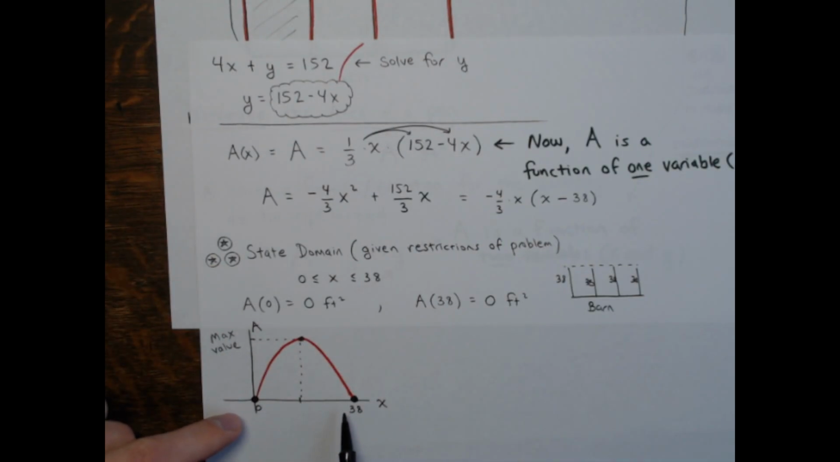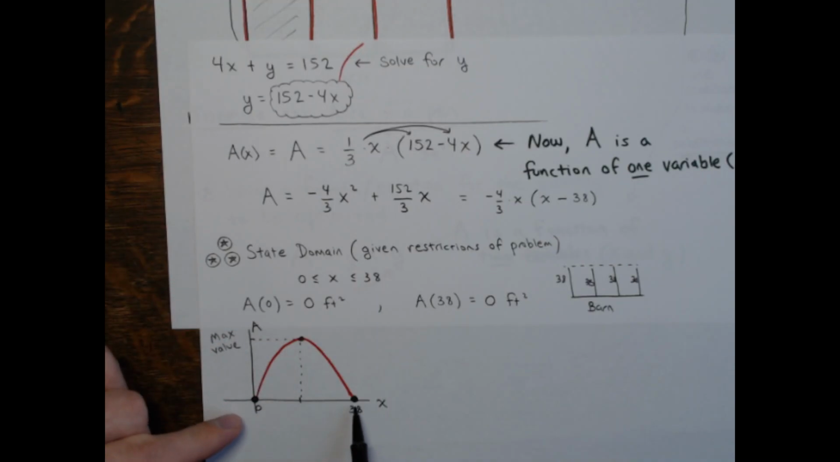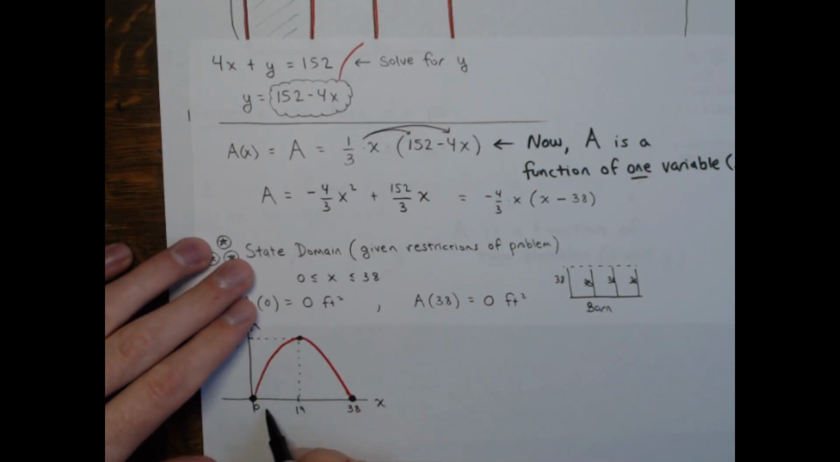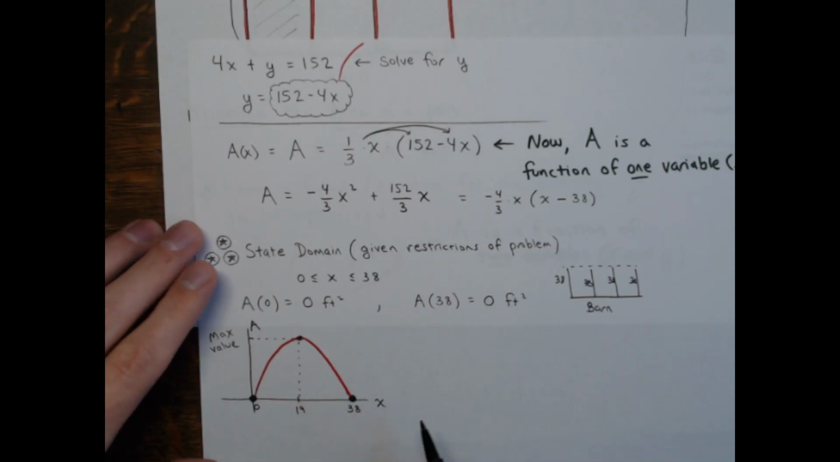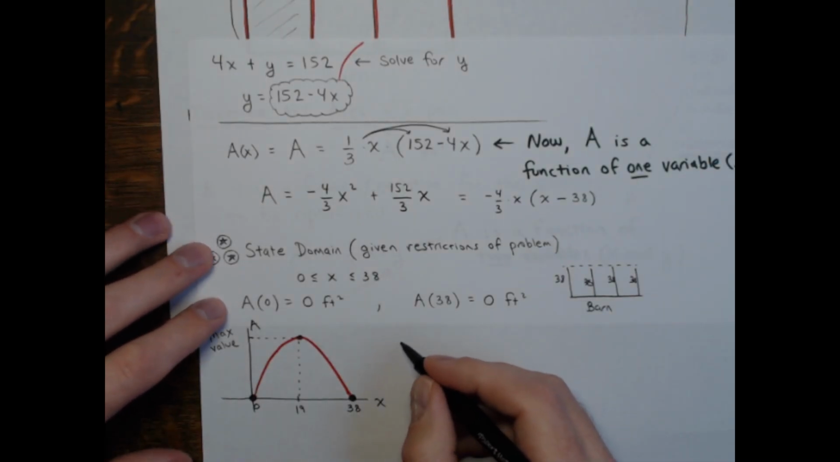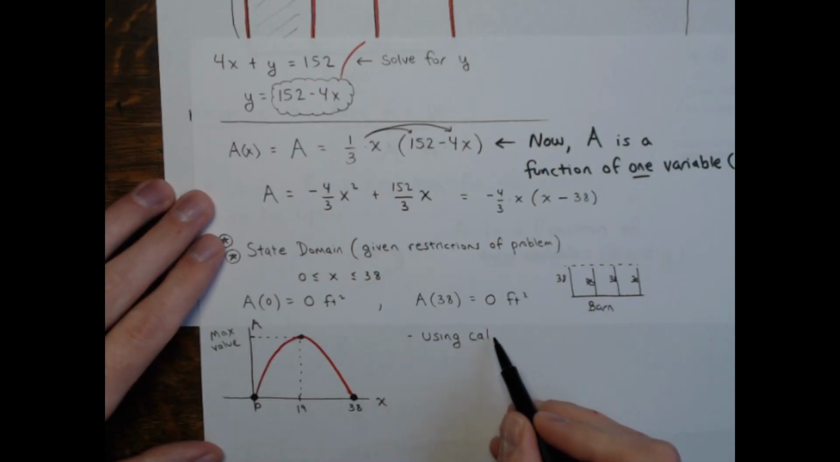Now, like I said, with quadratics, you don't need calculus to find the vertex of the parabola. Or if you know where these x-intercepts are, the area is 0 at 0, the area is 0 at 38, use the symmetry of a quadratic and say, hey, this has got to be 19, exactly halfway in between. And then I would plug in 19. But let's go through and actually do it using calculus, using your derivatives and critical values.